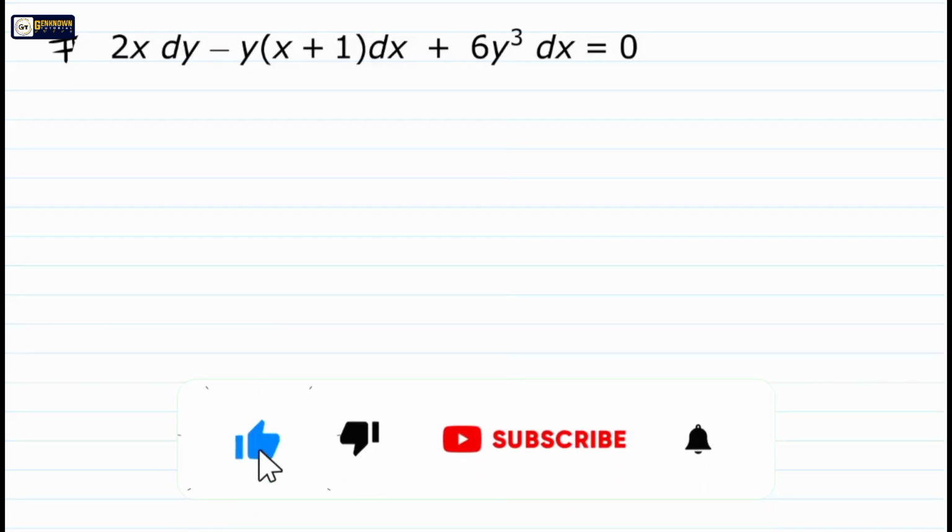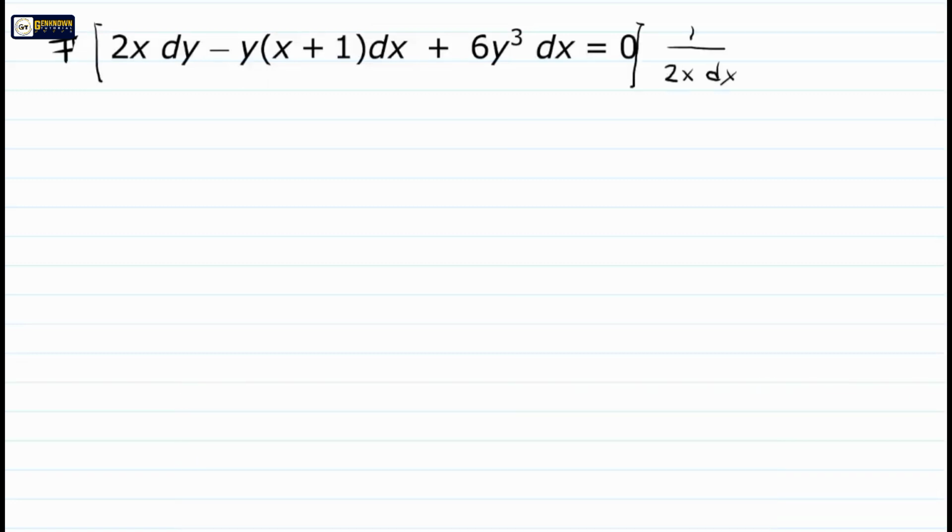So we will multiply this whole equation by 1 over 2x dx. So the outcome is dy over dx minus y multiplied by (x plus 1) over 2x is equal to 6 divided by 2, which is negative 3. Since we already transposed this one to the other side, this will become negative. So negative 3y cubed over x.